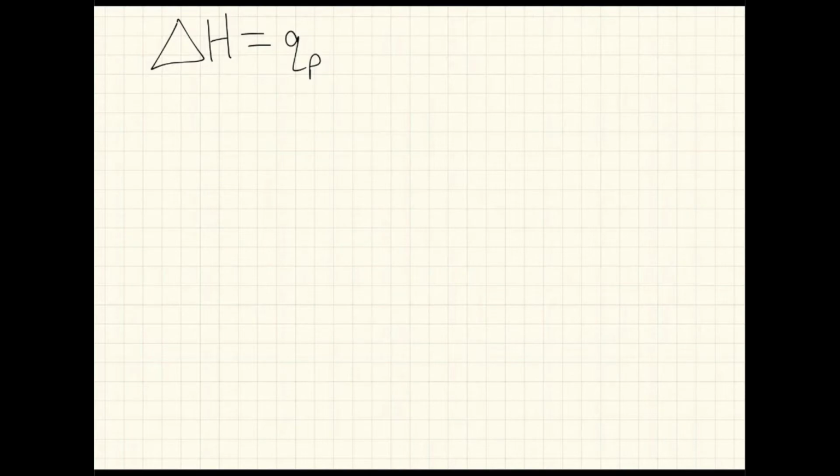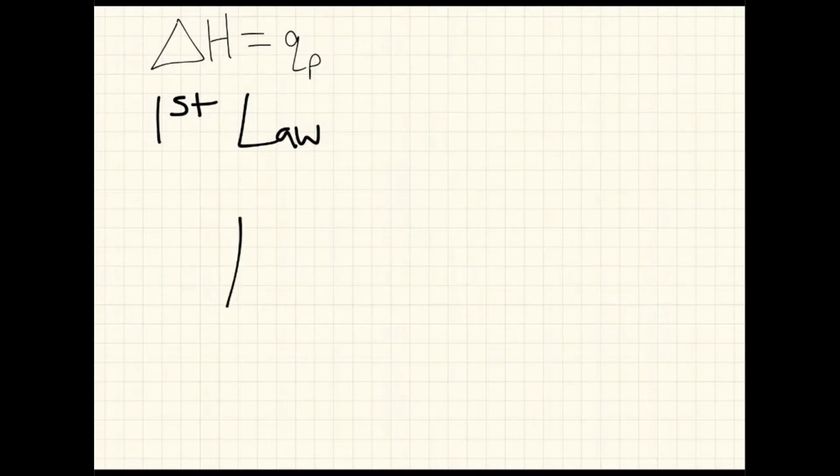So how are we going to measure this? Well, we're going to make use of something we defined last class as the first law of thermodynamics. And the first law of thermodynamics, of course, says that energy can't be created or destroyed, it can only be transferred. Now, we can make use of that by defining something called a system and something called the surroundings.